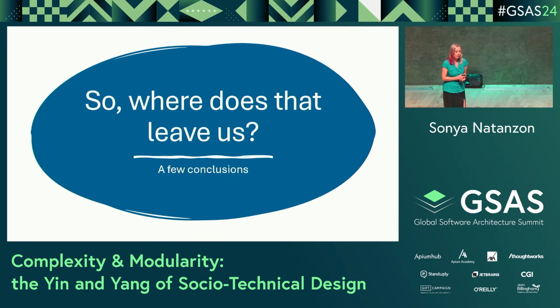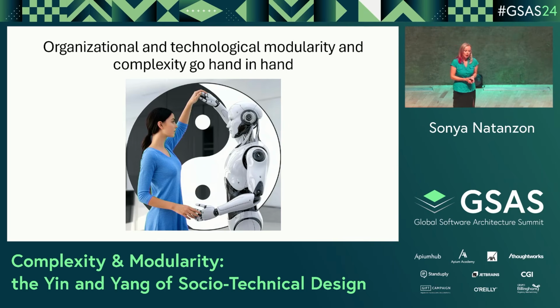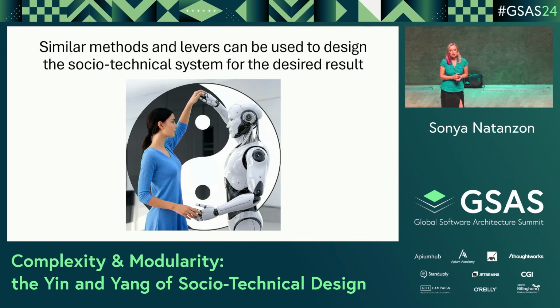So, where does that leave us? First important thing is organizational and technological complexity and modularity are going to be mirrors of each other. If one is displaying a particular type of complexity, so will the other one. Second, similar methods and levers can be used to adjust both. We could use those concepts of shared knowledge and distance in order to move the systems away from local or global complexity and more towards high cohesion or loose coupling.